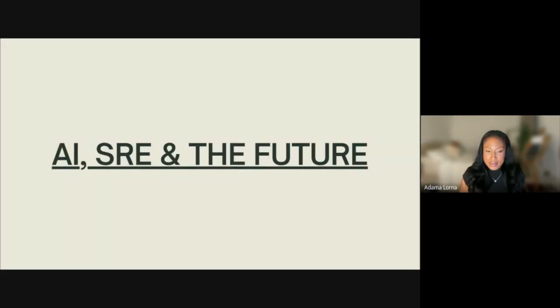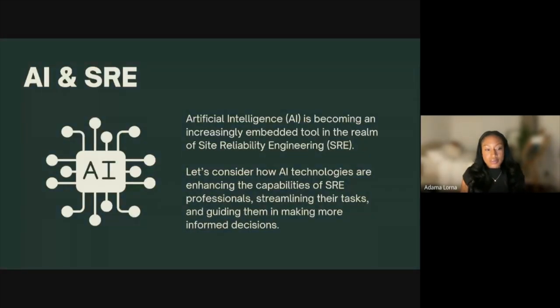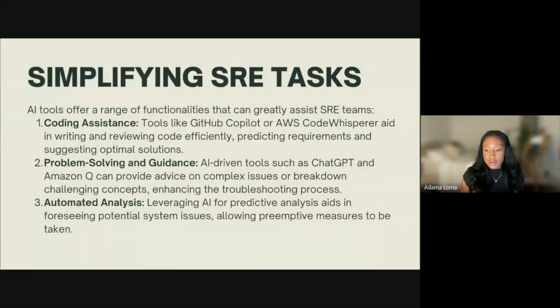So that's that. Now let's go a little bit deeper, a little bit further into the future and talk about the ways that AI is interacting with SRE and what that means for us. So AI, artificial intelligence, is becoming increasingly embedded into the tools that we use as SREs, right? It's changing the way that we operate. And the biggest way is in simplifying SRE tasks. So there are 3 ways I think we can identify that generative AI in particular is impacting SRE teams.